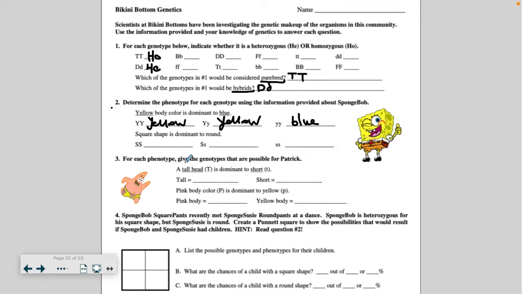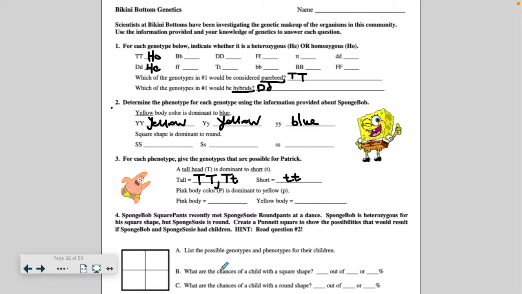Look at number 3. For each phenotype, give the genotypes that are possible for Patrick. A tall head, capital T, is dominant to short. So if I'm tall, that means I'm going to have the capital T for sure. And there are two genotypes for tall. You can be homozygous dominant, big T, big T, or you could be heterozygous, big T, little t. If you're short, that means both of your alleles have to have the recessive trait, little t, little t. You can do pink versus yellow on your own.